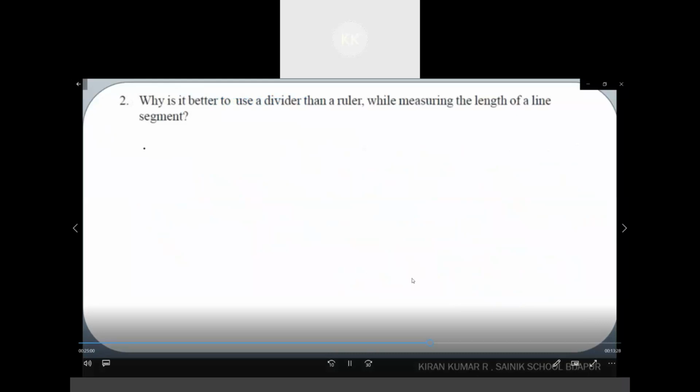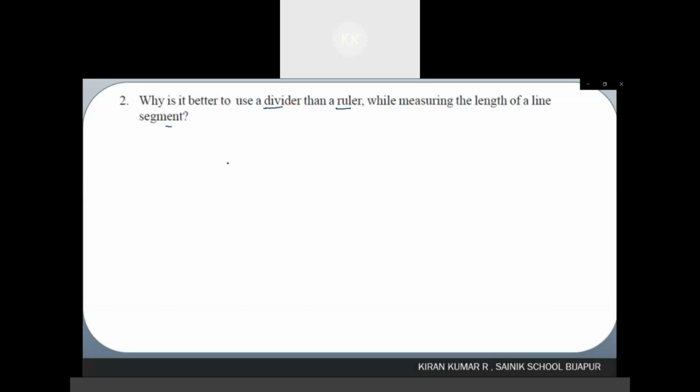Second question: why is it better to use a divider than a ruler while measuring the length of a line segment? Measuring the length of a line segment using a ruler, we may have errors like the thickness of the ruler or angular viewing. Sometimes we may not view from the proper direction. So these errors can be avoided by using a divider.